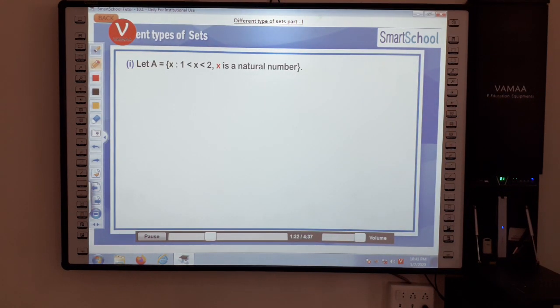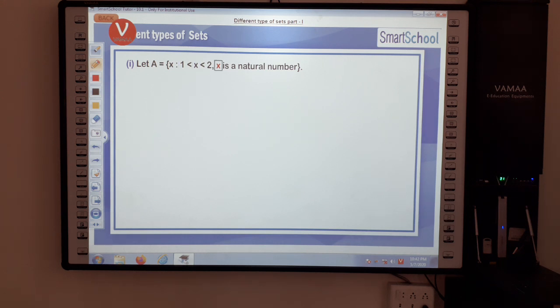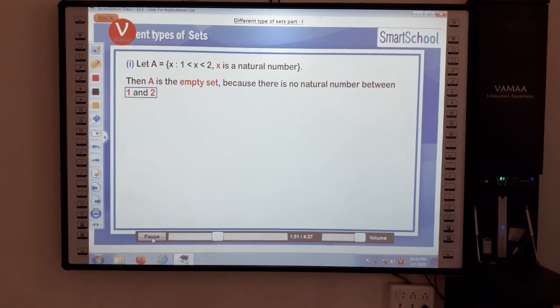We give below a few examples of empty sets. 1. Let A be equal to x such that 1 is less than x is less than 2, x is a natural number. Then A is the empty set because there is no natural number between 1 and 2.